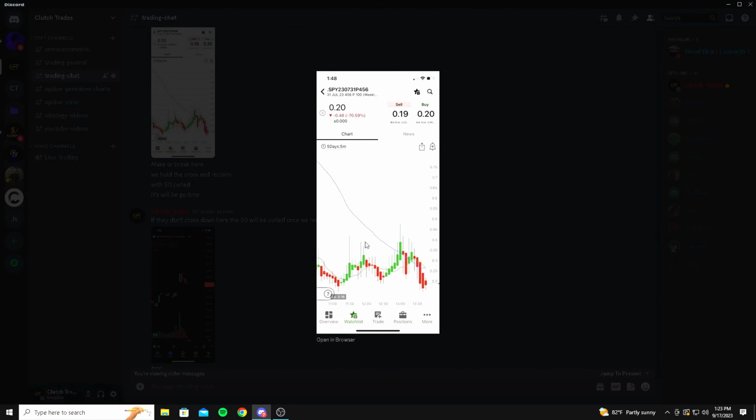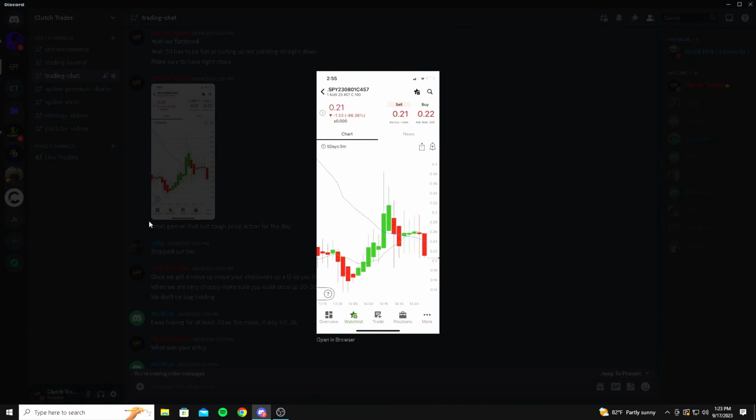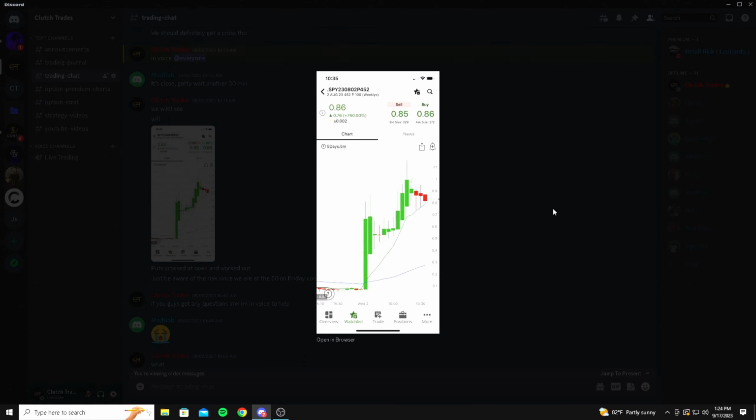And look at the dump that happened, on the contracts at least, because these are puts. So we ended up mooning. Again, another example of a trade you don't take. Right here we cross, 50 SMA pointing down, and we dump. So no trade there.